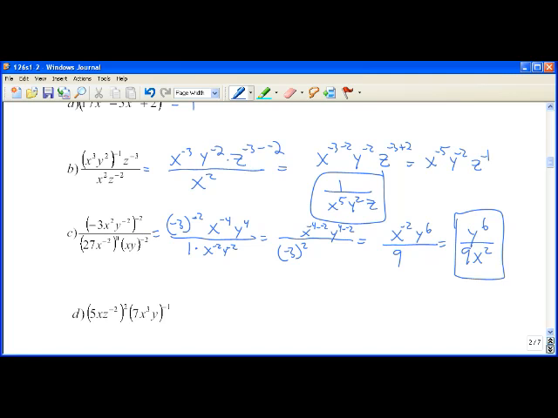Now, I will slow things down a little bit when we get to the newer material. This whole chapter 1 and 2 is pretty much review.